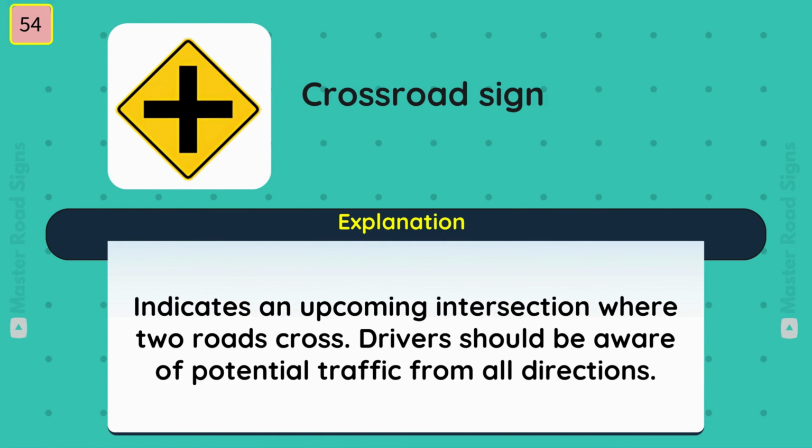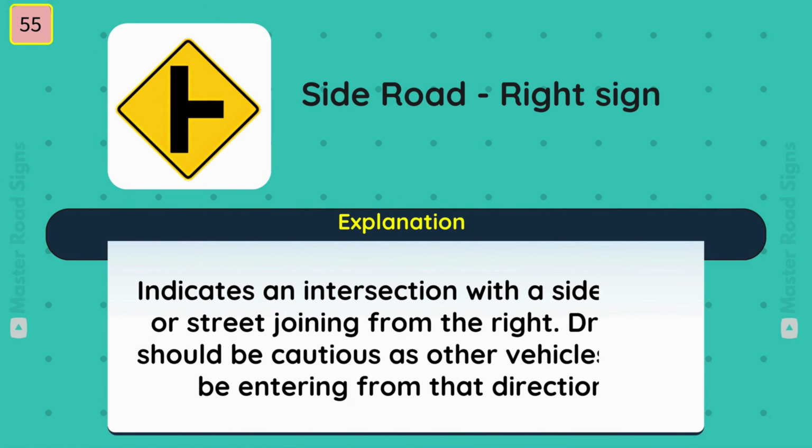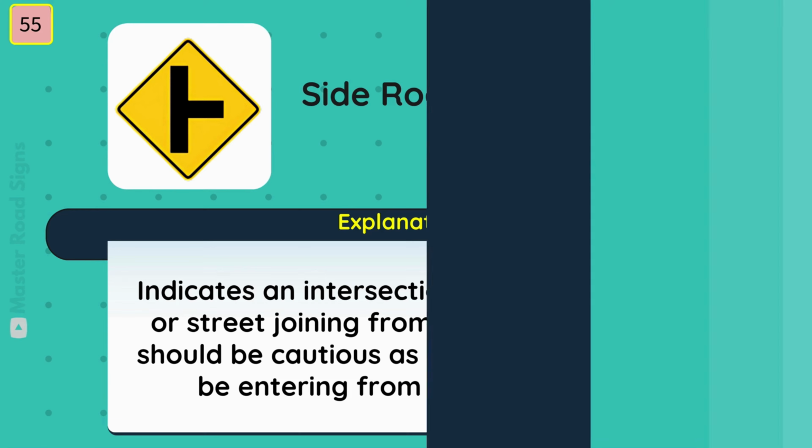Crossroad sign indicates an upcoming intersection where two roads cross. Drivers should be aware of potential traffic from all directions. Side road, right sign, indicates an intersection with a side road or street joining from the right. Drivers should be cautious as other vehicles may be entering from that direction.